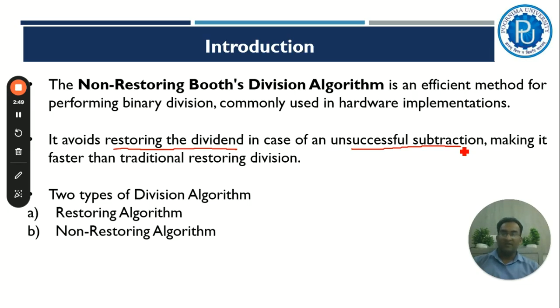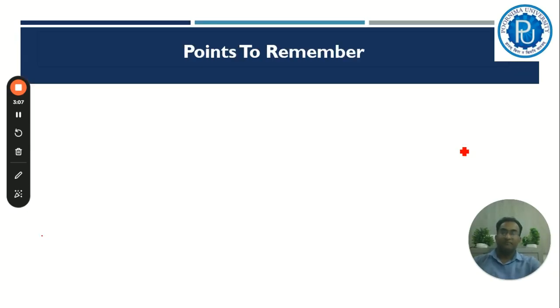As we have discussed, there are two types of division algorithm. First is restoring algorithm and another one is non-restoring algorithm. Today we are having a discussion on the second type of division algorithm, that is the non-restoring algorithm. In the last lecture, we have discussed the restoring algorithm.